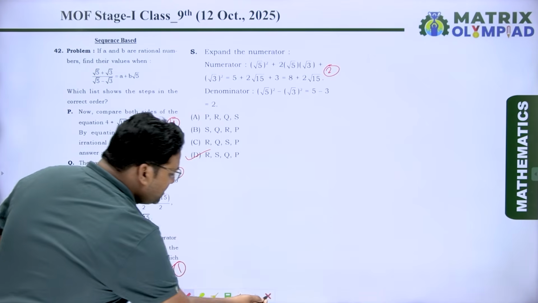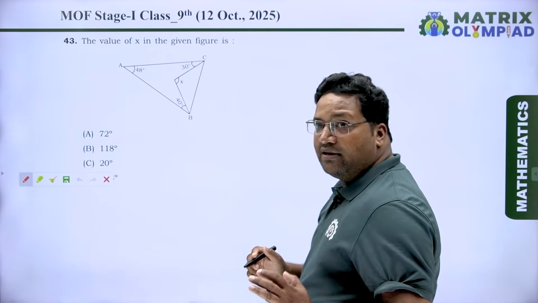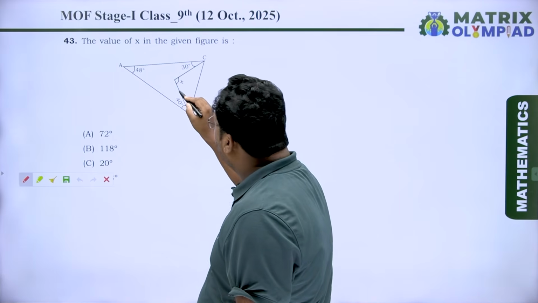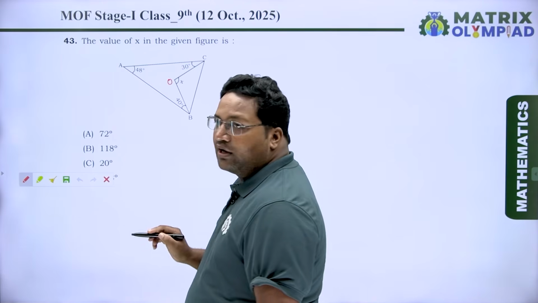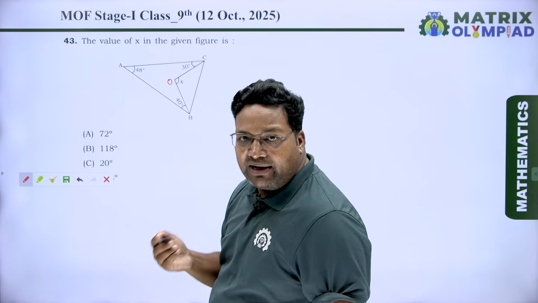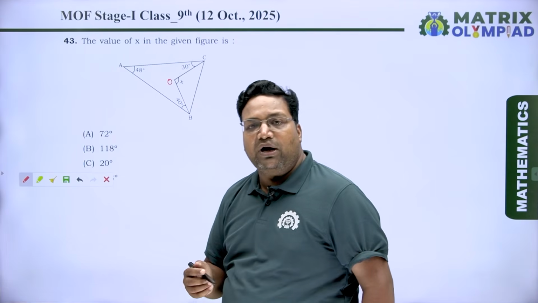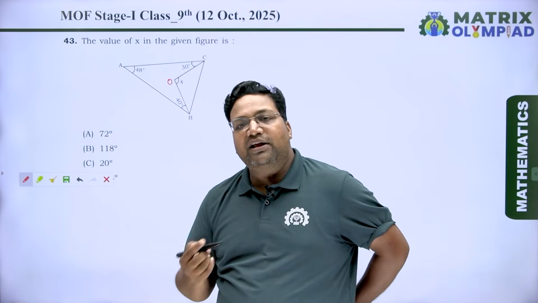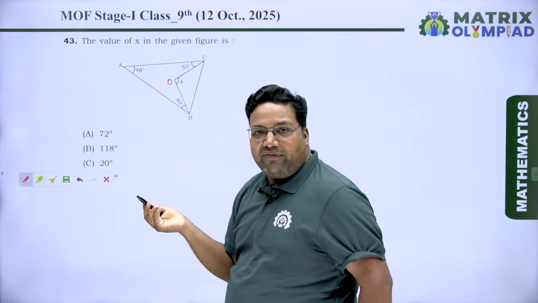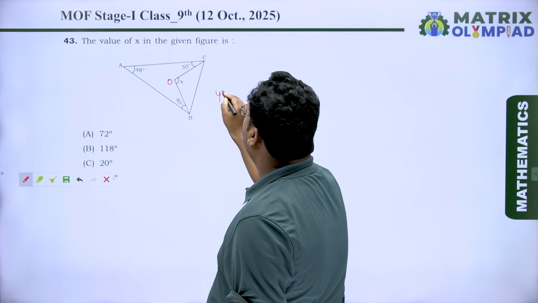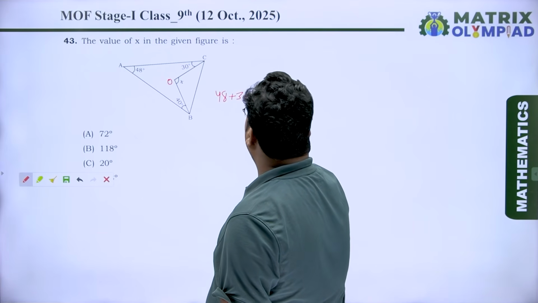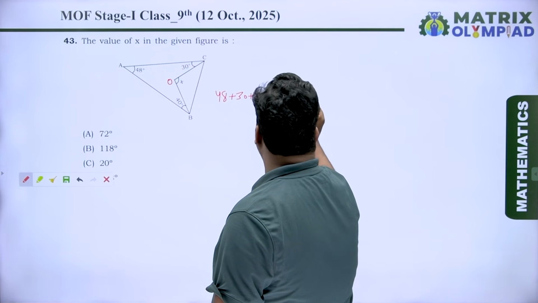Now coming to the next question. So here the triangle is given and we have to tell the value of x. So here you can see, let us assume this point is O. Now you can see ABOC is a quadrilateral, and we know the angle sum property of a quadrilateral. The sum of the interior angles of a quadrilateral is 360 degrees. So here the value of the angle is 48 degrees. So 48 plus 30 plus 40 plus angle O is equal to 360 degrees.